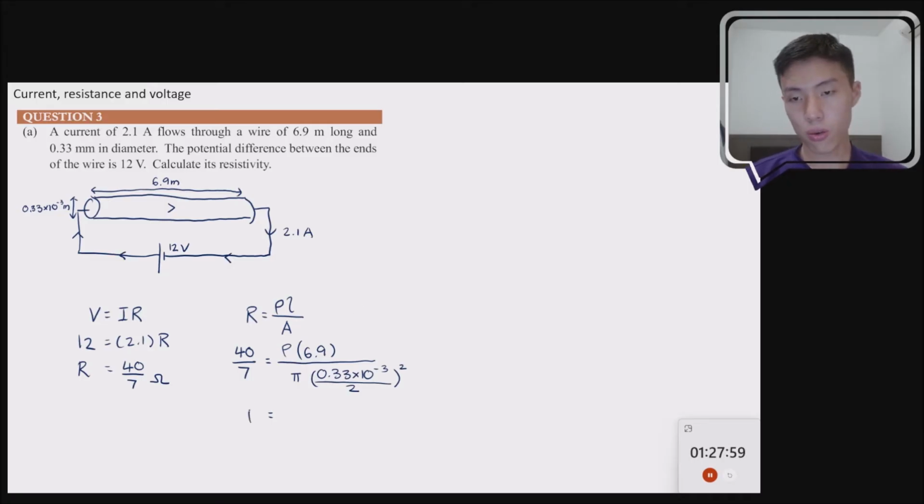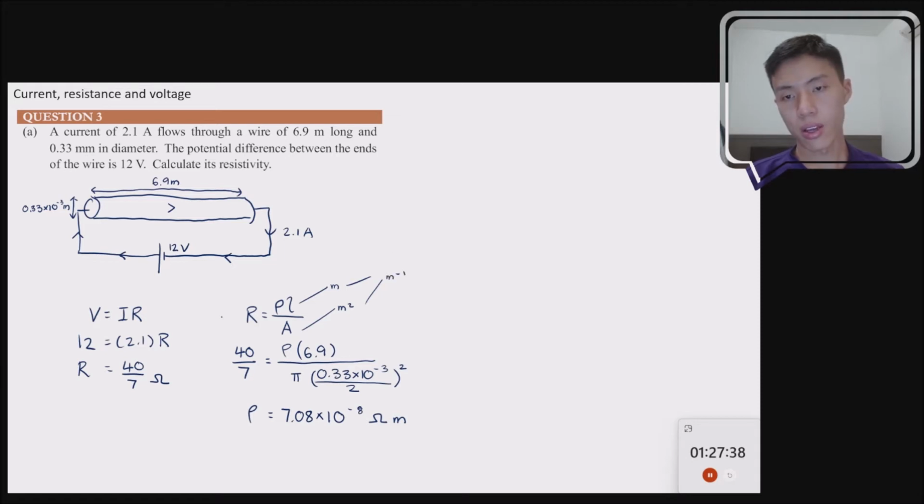So from here I get my rho to be equal to 7.08 times 10 to the power of negative 8. The unit for resistivity is ohm meter. How to determine it? This one is length, this one is area, meter square. So if you combine them together, you get m negative 1. This side you have your resistance in ohm. So if you bring per meter from the right hand side to the left hand side, it will be shifted from m negative 1 to become m, right? So you multiply with ohm, you get ohm meter.